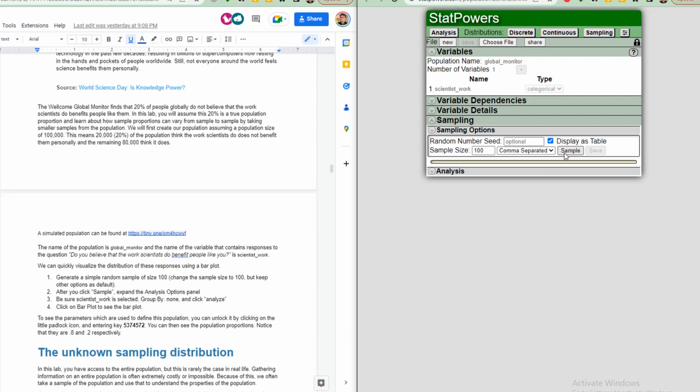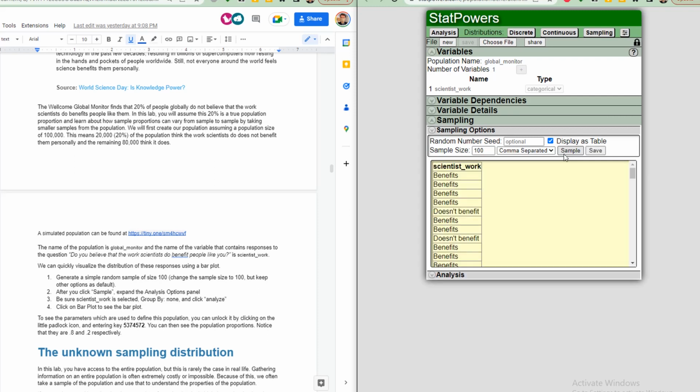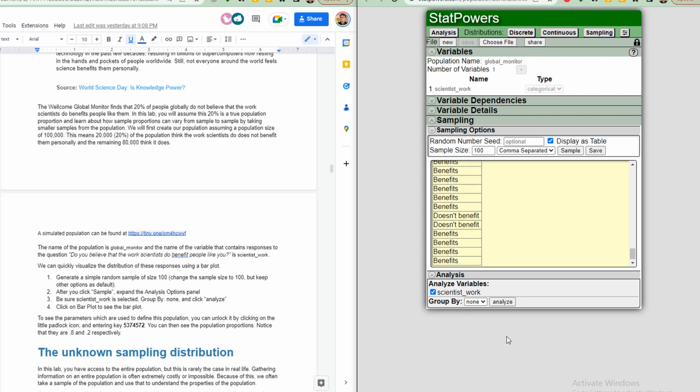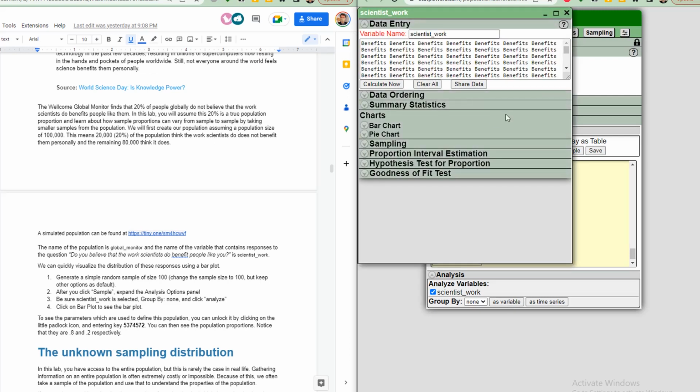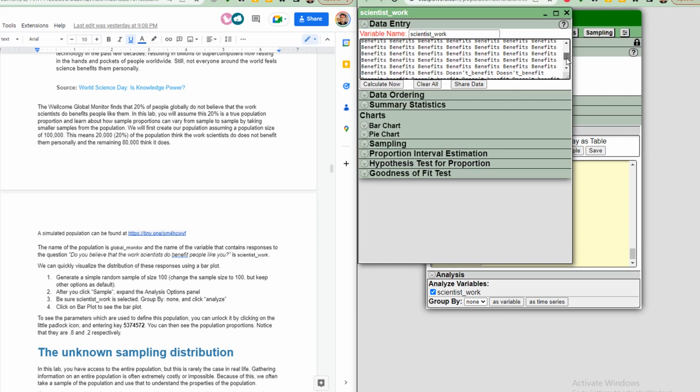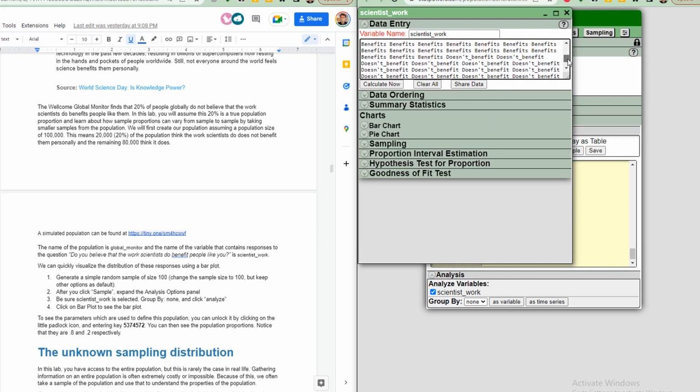We see the question they're asking: does scientist work benefit people like you? They say benefits, doesn't benefit. So this is the kind of output we get. All right, so there's our output. We're going to do some analysis here, and we're just going to click Analyze as a variable. We're not interested in doing time series analysis. It's a very simple kind of data set because it's a categorical variable.